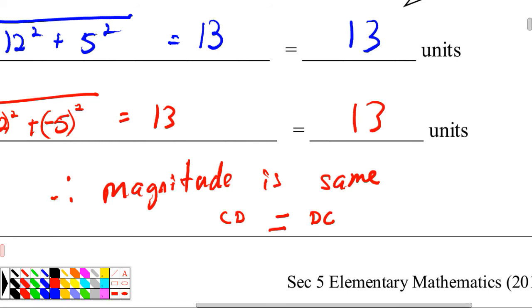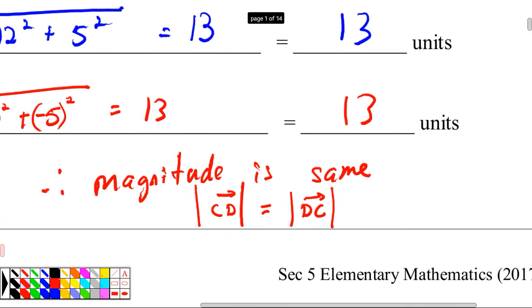Arrow. Yeah. So is this correct? Looks quite good, right? Quite cool, right? But is this correct? Or something is missing? Very good. So this one means the magnitude is the same. So far okay?